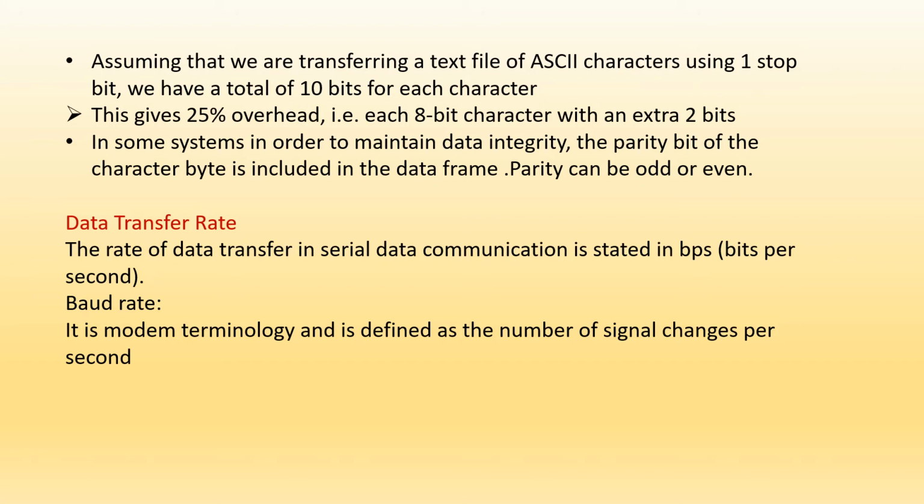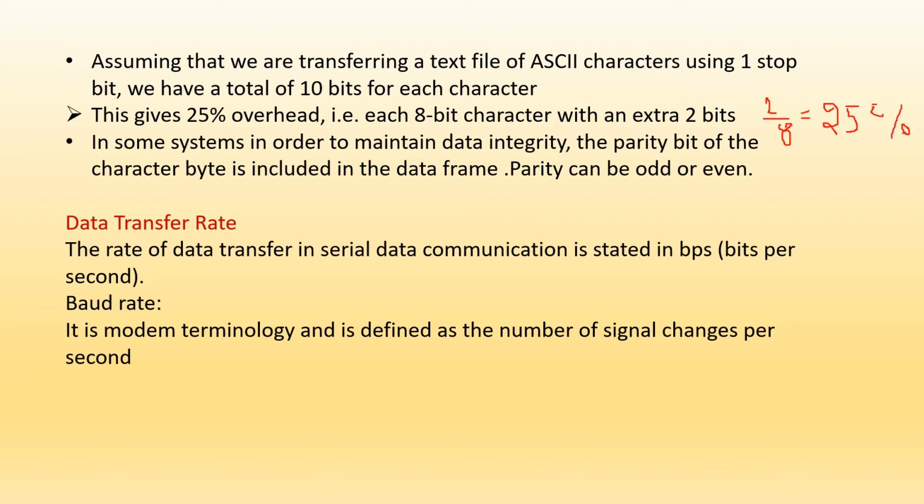For example, if I'm adding one start bit and one stop bit for an 8-bit character, that is two extra bits for each 8-bit character, and it results in an overhead of 25%. That is, we have two extra bits for each 8 bits, so that is 2 by 8, which is 1 by 4, equal to 25%. So adding two extra bits for each 8-bit character results in an overhead of 25%.